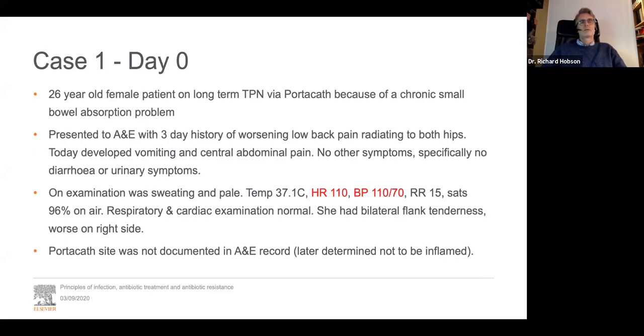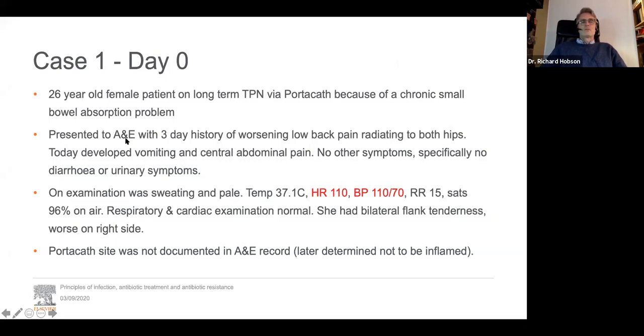So the first case is a 26-year-old woman who is on long-term total parenteral nutrition via a portacath, which is an indwelling reservoir venous access device, because she has a chronic small bowel absorption problem, which isn't going to go away.